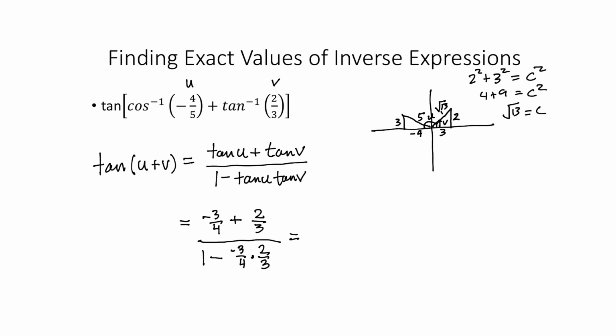But we do have to add these together on top. So let's use 12. So I'm going to multiply the top and the bottom here by 4, top and the bottom here by 3. So that gives me negative 9/12 plus 8/12, which would give me negative 1/12. And once we multiply these, that gives me 1 minus negative 6/12.